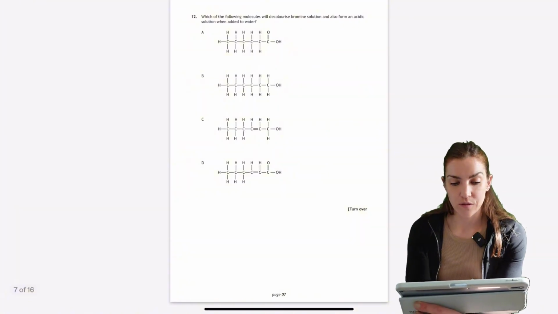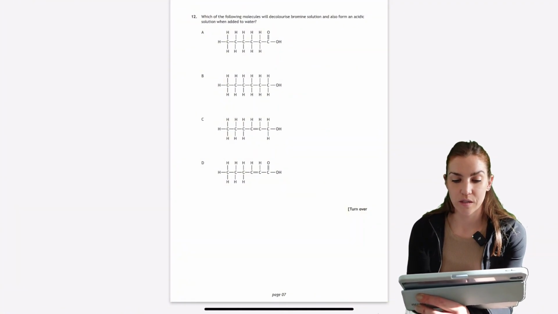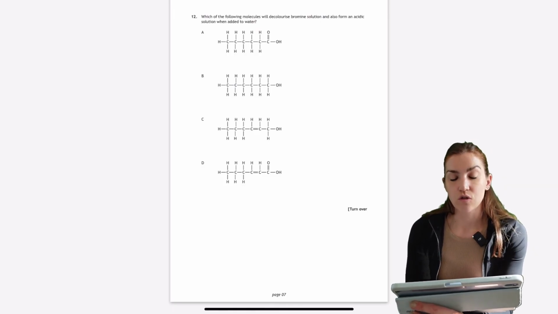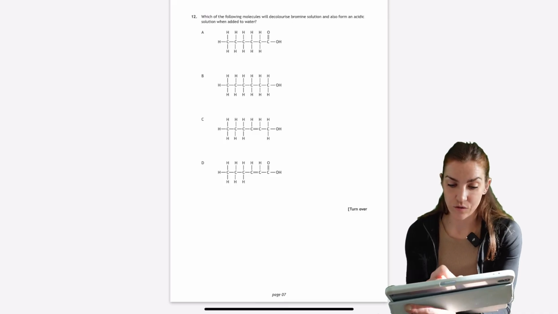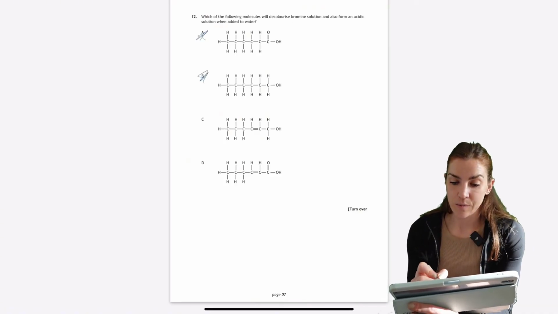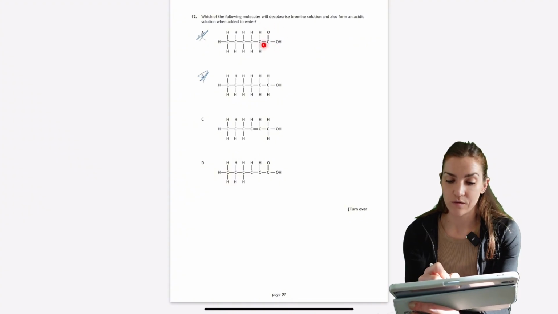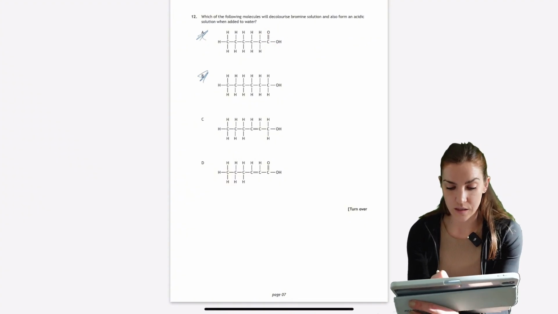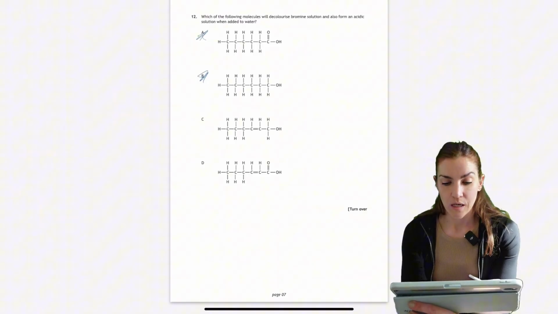Question 12, which of the following molecules will decolorize bromine solution and also form an acidic solution when added to water? So if it's going to decolorize bromine solution, it needs to have a double carbon-to-carbon bond in it, so that rules out A and B. The double carbon to oxygen bonds don't decolorize bromine solution, that's a different functional group. So it has to have the double carbon-to-carbon bond if it's going to decolorize bromine solution.